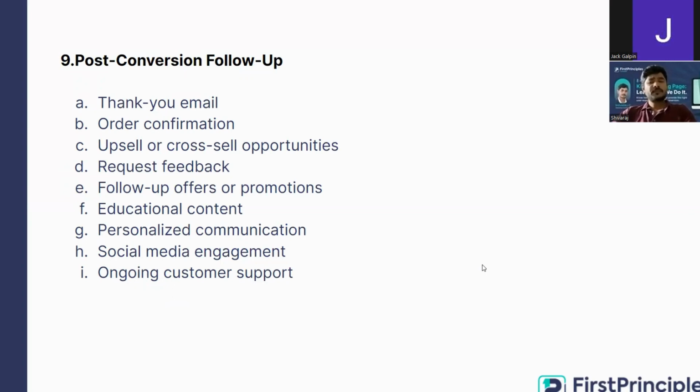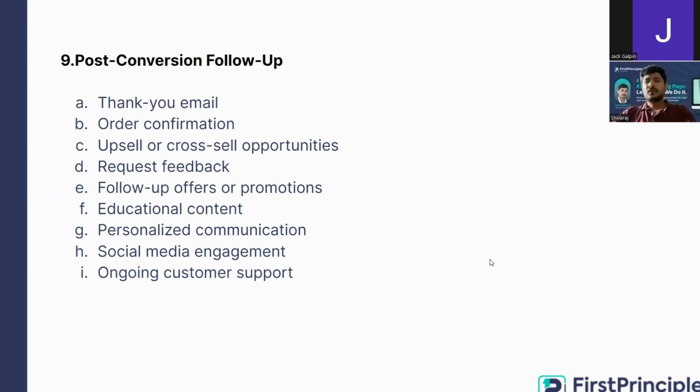So there are a few ways that you can do a post-conversion follow-up. You can send a thank you email, send an order confirmation if they purchase something, send upsell and cross-sell emails, request feedback, just ask them how they felt about our service or content or the product we're providing, or send a follow-up offer or promotion. If they bought ABC product, give them an offer on D product, something like that.